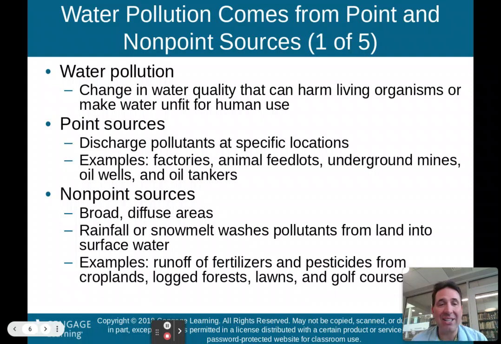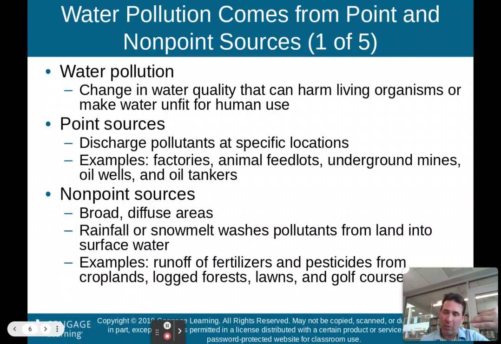Then we have what's known as non-point sources. These are broad, diffuse areas. So for instance, rainfall or snowmelt washes pollutants from land into surface water. So runoff from fertilizers and pesticides from croplands, logged forests, lawns, golf courses. Again, we don't know exactly which golf course that certain pollutant comes from. We don't know exactly what farm that certain fertilizer comes from, right?